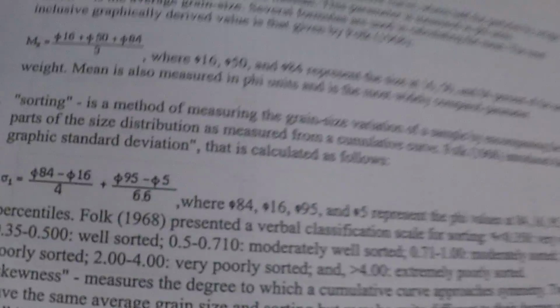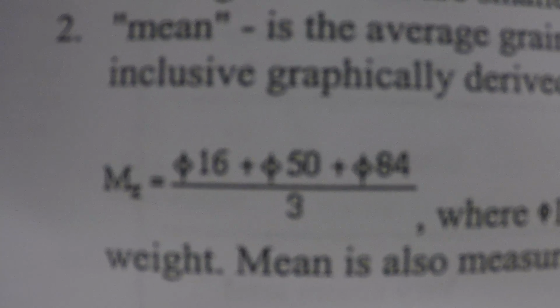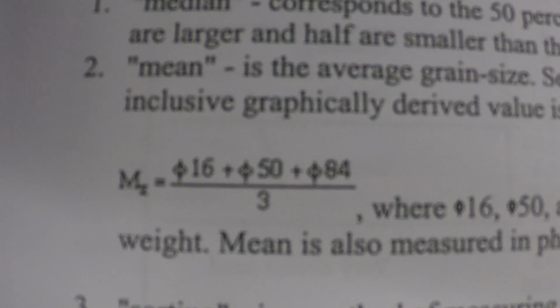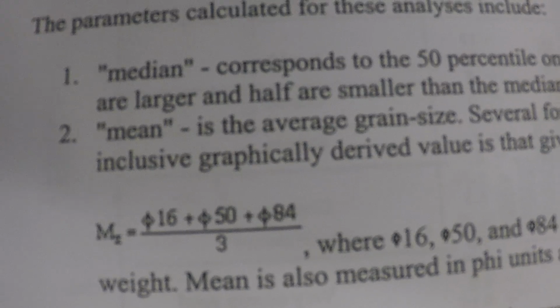Pretty easy. Half of the grains are bigger, half the grains are smaller. But to get the mean grain size, it's a little bit more complex. If you look at the formula for the mean, you see that we have to determine what the phi is not only at 50, but the phi at 16 and the phi at 84. And then we're going to divide by 3 because we've got 3 different numbers.